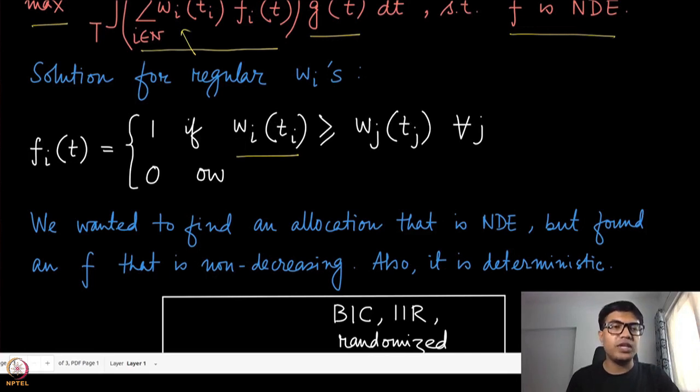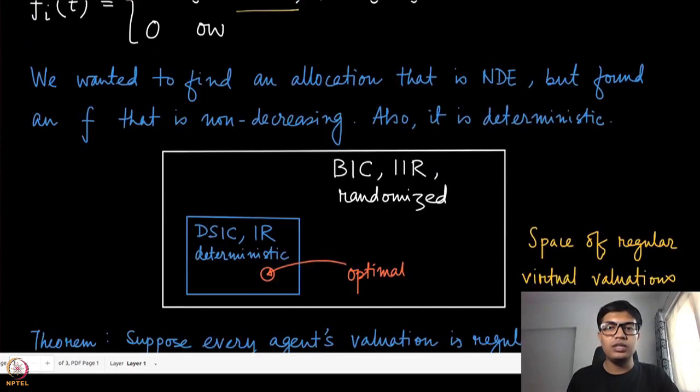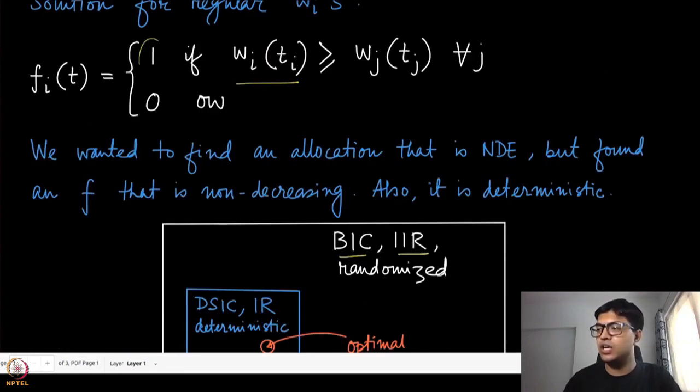Now, once we know this is the allocation rule, then using Myerson's payment formula, we can find out the payment for each of these players. We will do that in this module, and we will see how those things are related. One observation that we can make is that we actually started to find a mechanism which is non-decreasing in expectation. That means we were trying to find some randomized mechanism which satisfies BIC and IIR. But with this assumption of regularity, what we actually found is a mechanism which is deterministic, because we are either allocating the whole object to that agent or nothing at all.